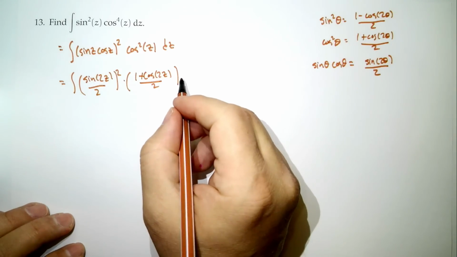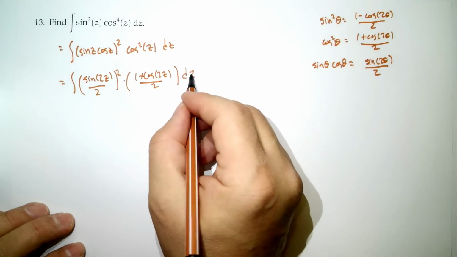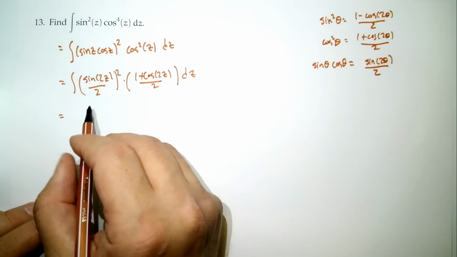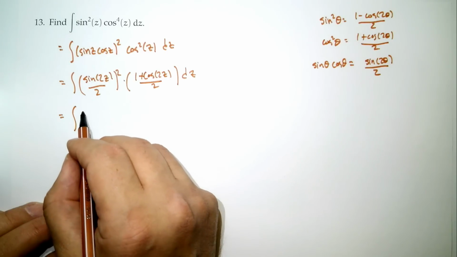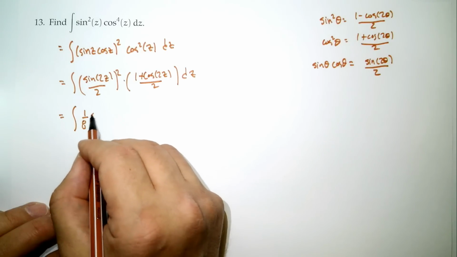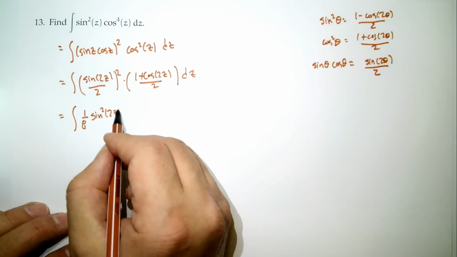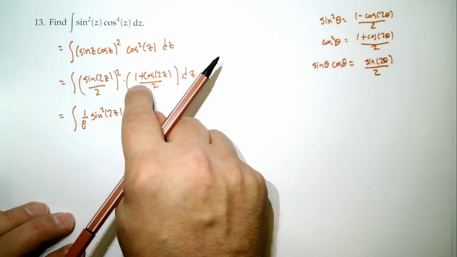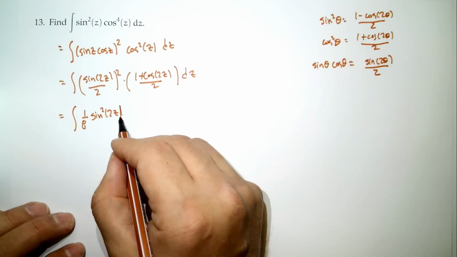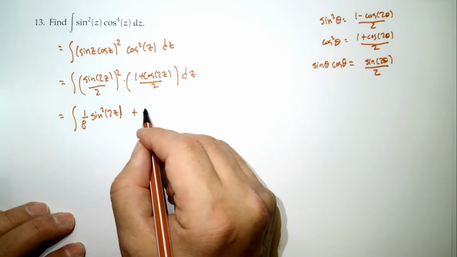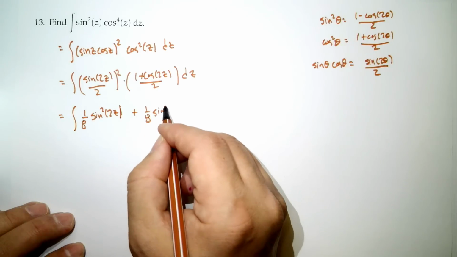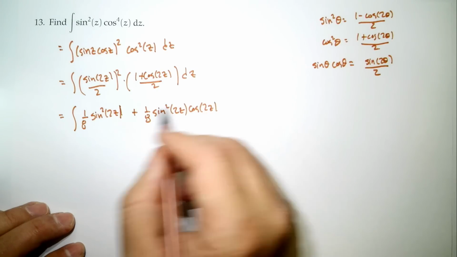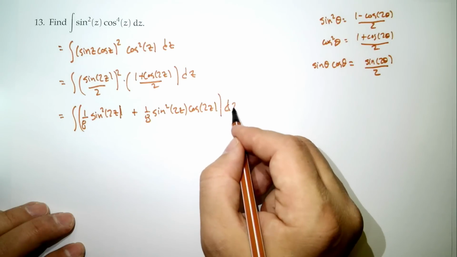Well, this is going to take a while, isn't it? That's okay. We're patient people. We're not in any rush. So, this is going to become the integral. We're going to have 1/8 sine squared of 2z, because I'm thinking of 2 squared times 2 is the 1/8. Sine squared of 2z times 1. And then we're going to have plus 1/8 sine squared of 2z cosine of 2z dz.